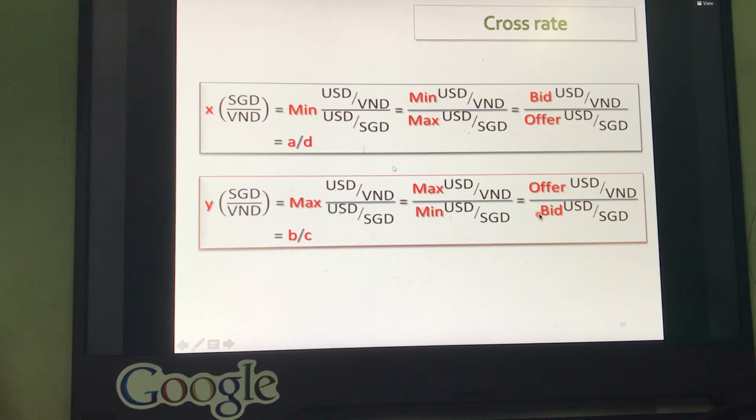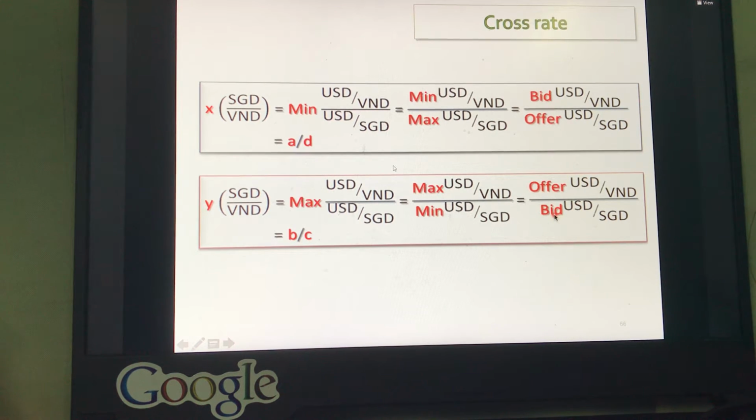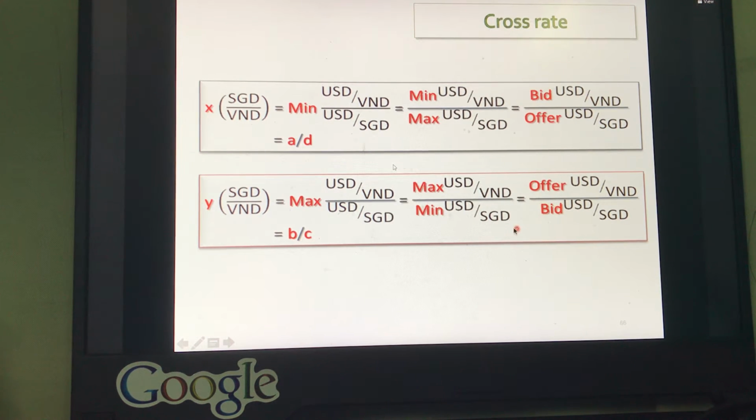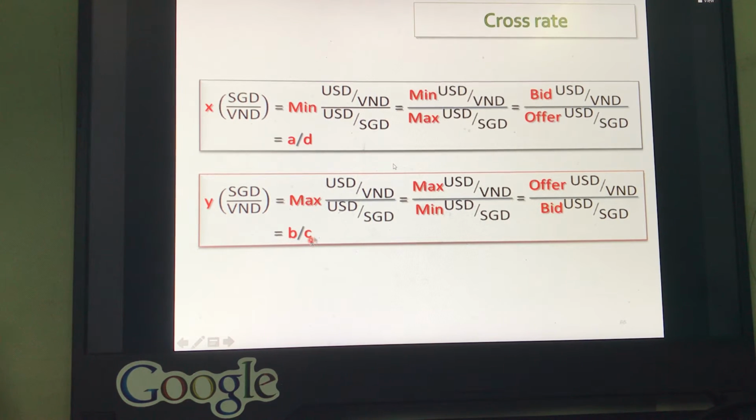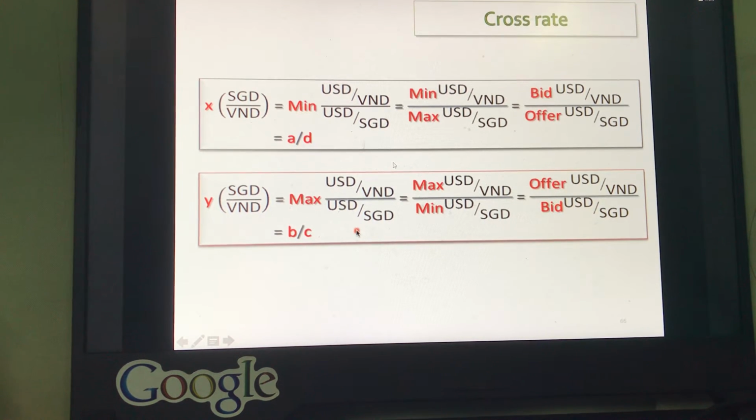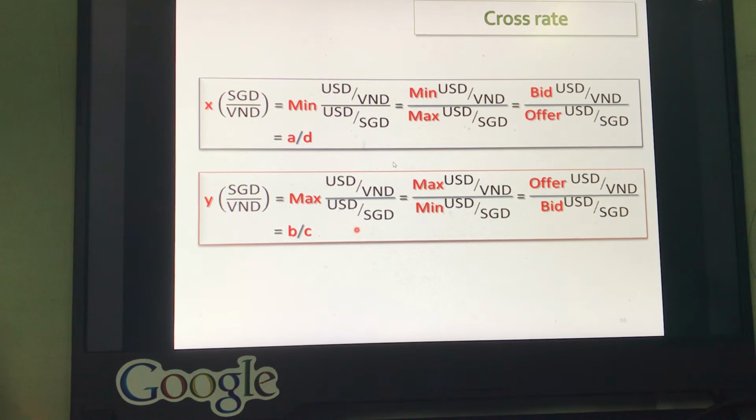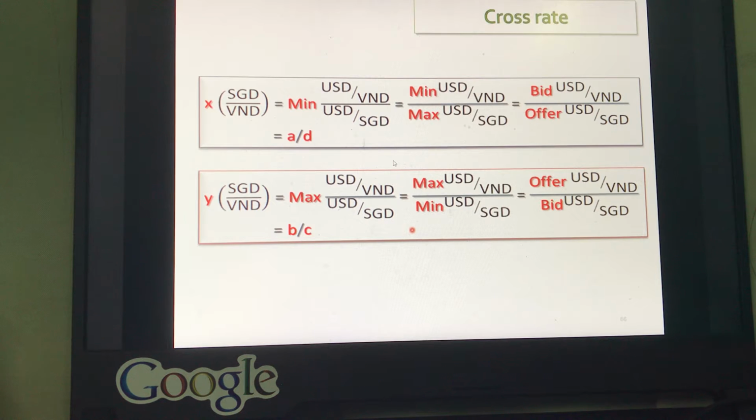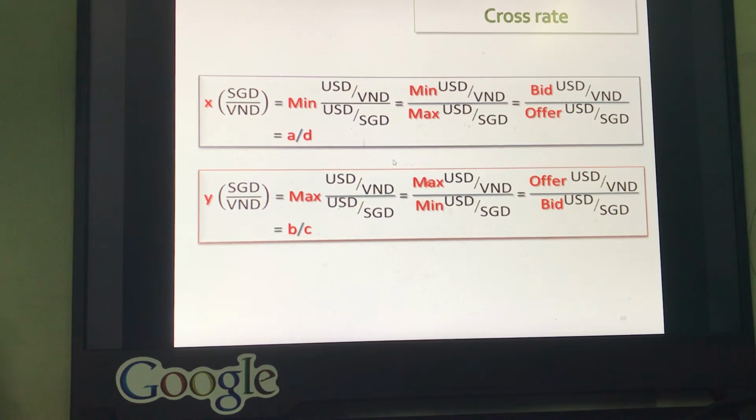So we have the bid rate. When we have the offer rate divided by the bid rate, we have the max value. And finally, Y is equal to B divided by C. That's the way we compute the gross rate for case 1, where USD is the commodity currency in both exchange rates. That is the fast calculation.